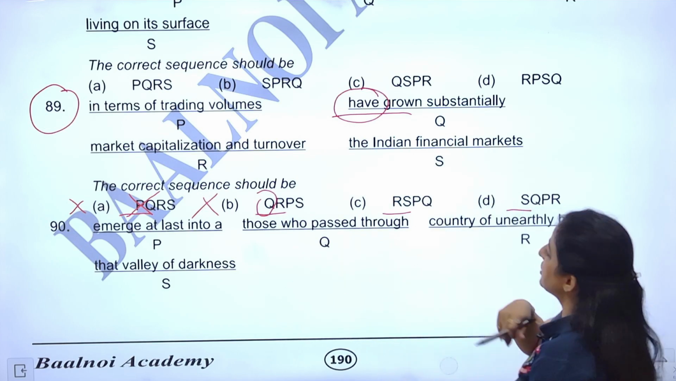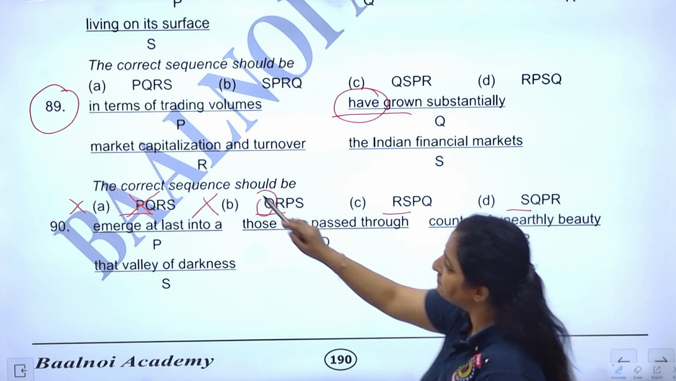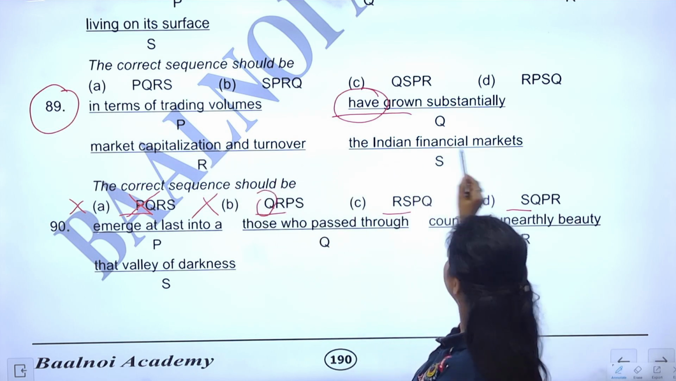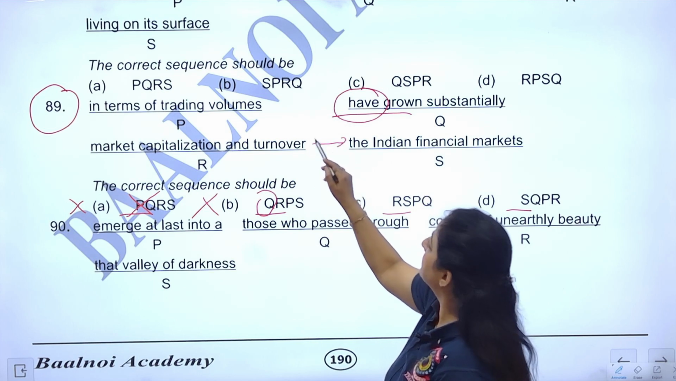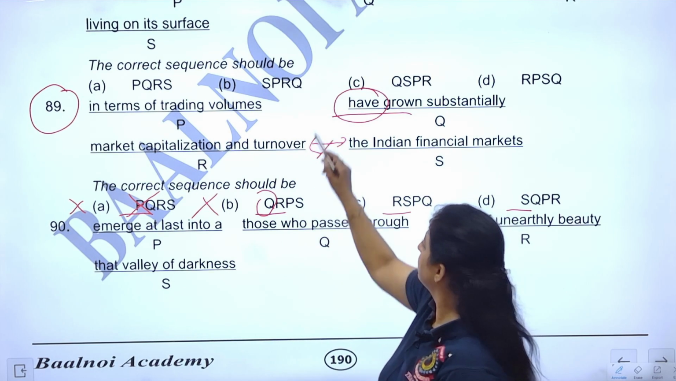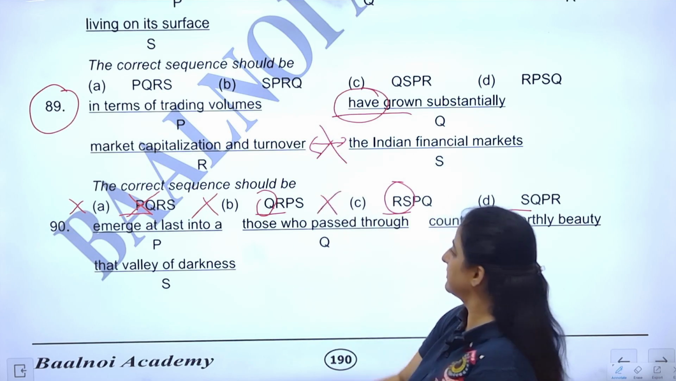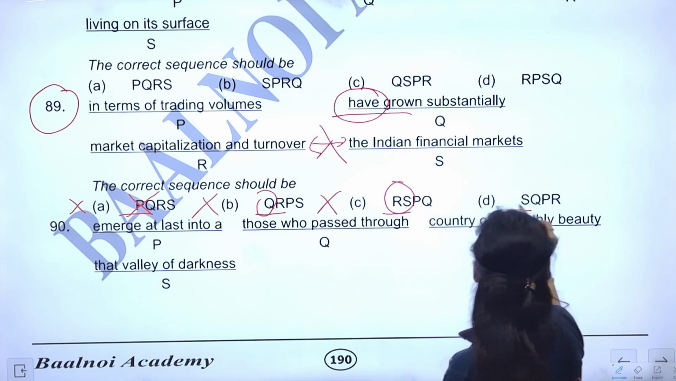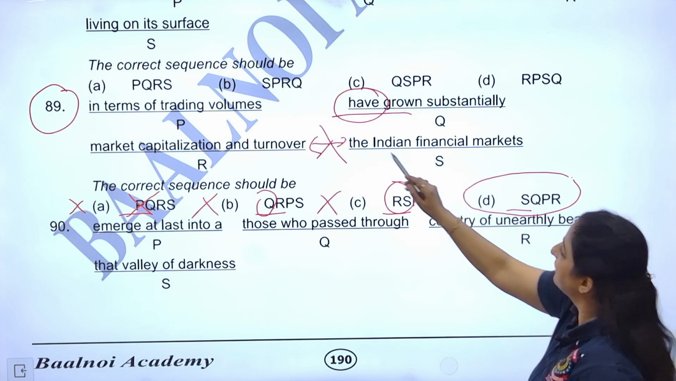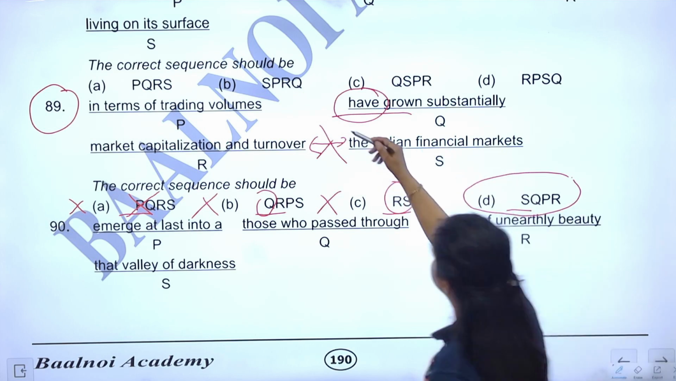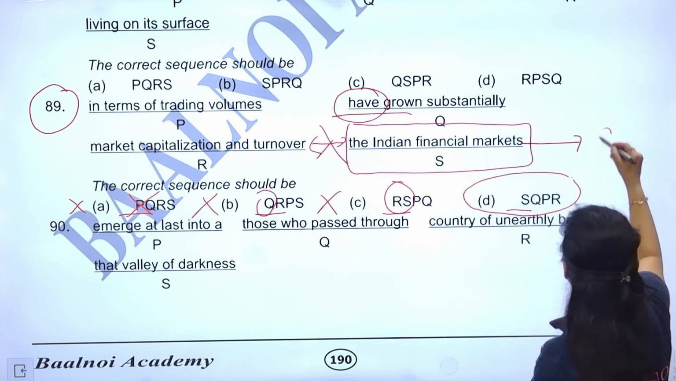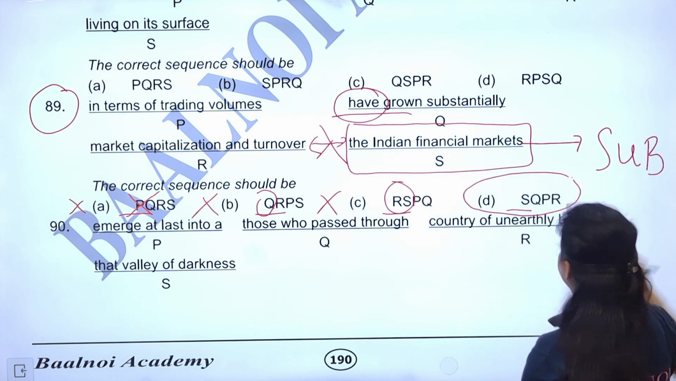Let's see Charlie. Market capitalization and turnover, the Indian financial market. Do you think this is connected? Dissociated actually. R and S is not connecting. We are left only with delta. Nevertheless, we will not mark it right till we go about it. The Indian financial market. You understand as soon as you read it. This looks like a subject. This is an independent fragment.